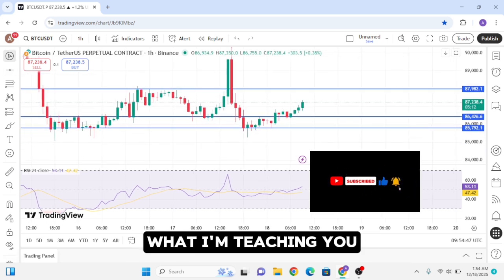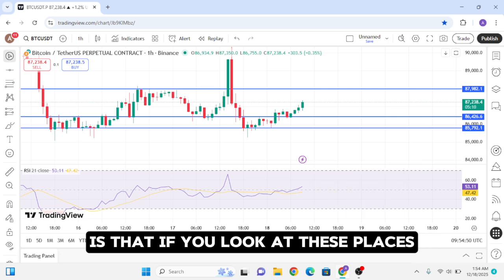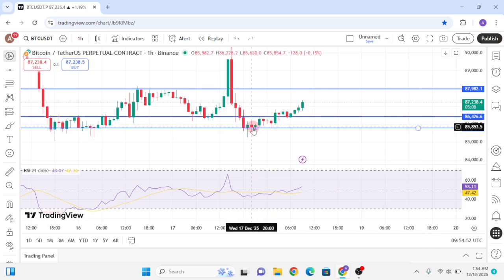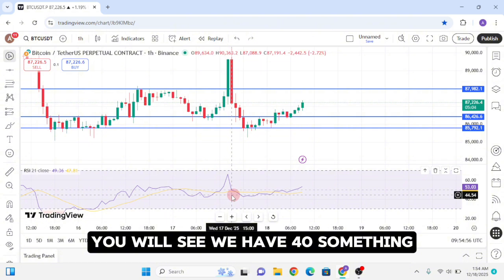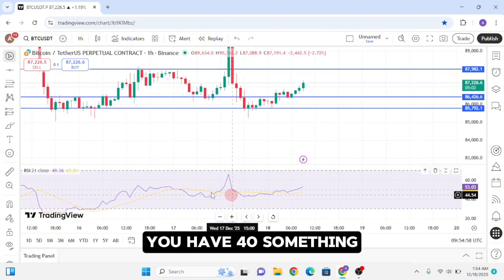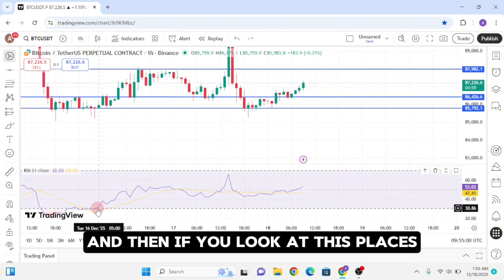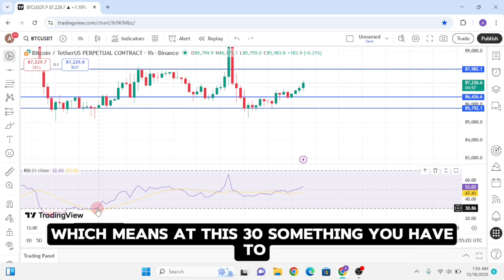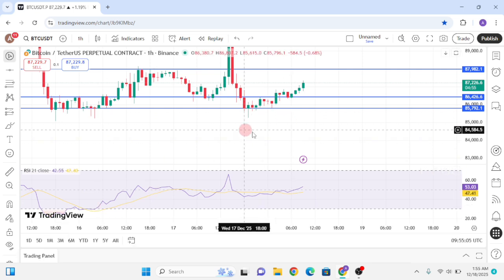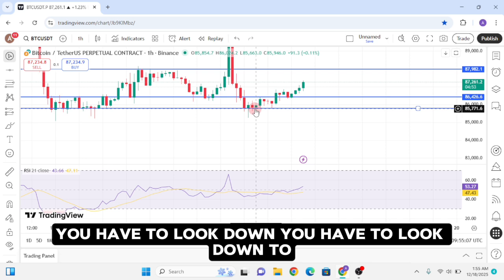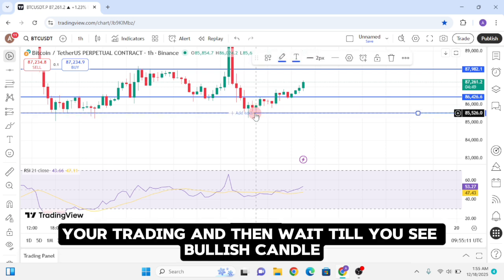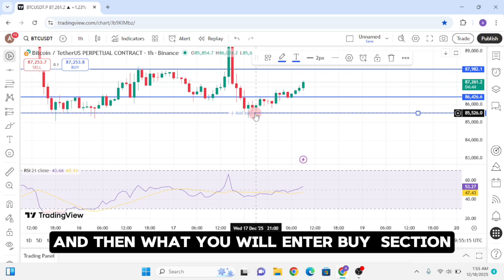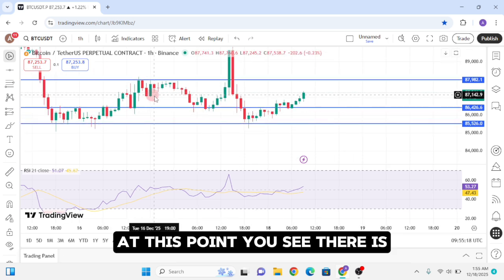So what I'm teaching you, what we are explaining to ourselves, is that if you look at these places, you will see we have 40 something. We have 40 something, and then if you look at these places, we have 30 something, which means at this 30 something, you have to look down to your trading and wait till you see a bullish candle, and then you will enter a buy.